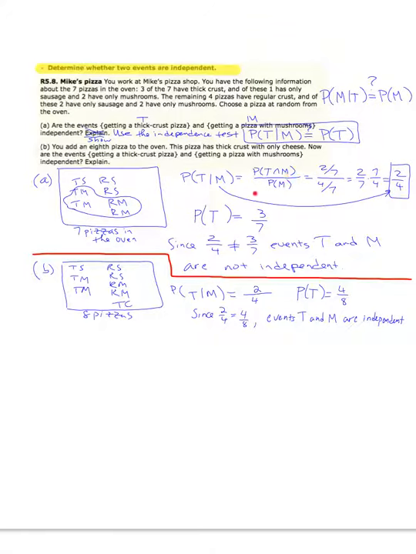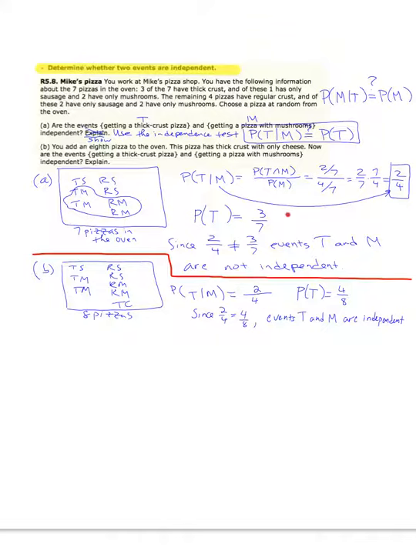If you wish to use a conditional probability formula, you can break this into T intersection M over M. The numerator, T intersection M, is 2 pizzas in total in the oven. 2 out of 7 are thick crust and mushroom. That'd be these 2. 4 out of the 7 pizzas in the oven are mushroom. Dividing those two fractions, we get 2 out of 4.